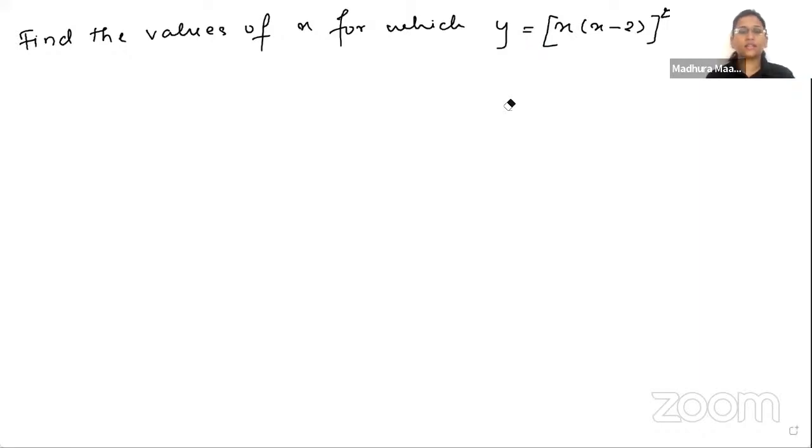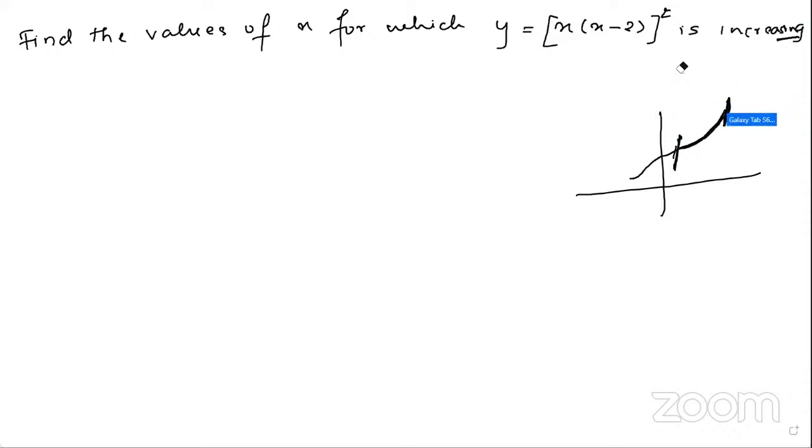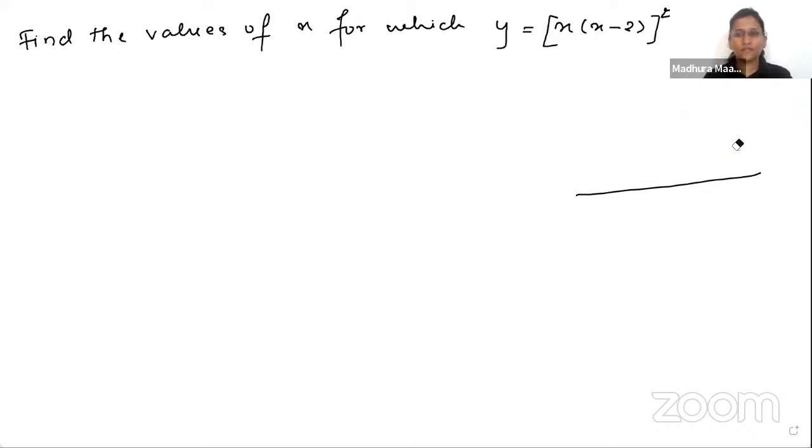What are they saying? Understand the question. Find the value of x. This is your graph. Assume there is some graph, of x into x minus 2. I have not plotted it correctly. Assume. What they are asking is, for what values of x is it increasing? Suppose it is increasing from here to here. Is this increasing for all these values of x? Yes ma'am. That is, is this increasing in this interval? Yes ma'am. So basically we have to find the interval here.